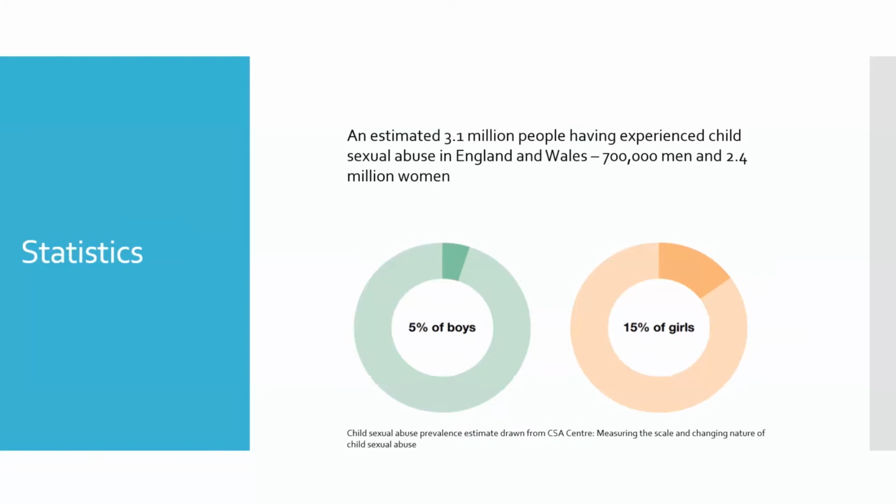And looking at the statistics, I've taken them from the new Tackling Child Sexual Abuse Strategy 2021. These statistics are really recent, covering 2019, 2020. And the document says that it's estimated that 3.1 million people have experienced child sexual abuse in England and Wales, which equates to around 700,000 men and 2.4 million women. And that's approximately 5% of boys and 15% of girls.